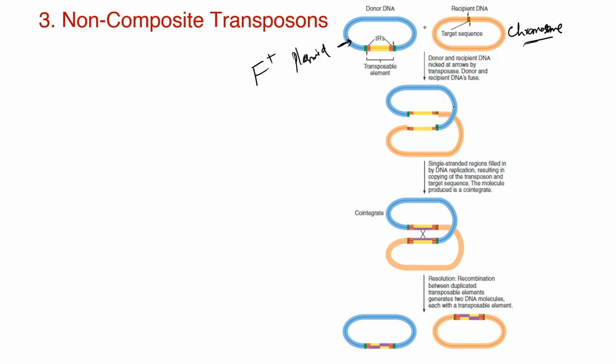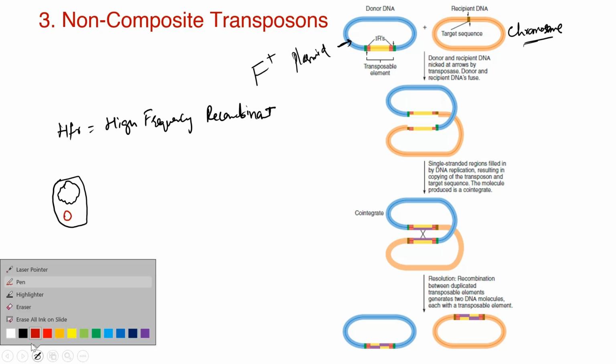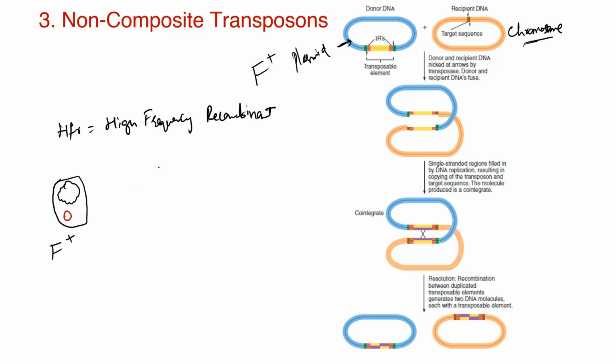What is an Hfr strain? Hfr means high frequency recombinant. Suppose this is the bacteria you have. It has a chromosome and it also has, say, this F plasmid. This is referred to as an F plus strain. And the bacteria in which there is only the chromosome is referred to as F negative bacteria. And this F plus bacteria is able to form conjugation tubes.